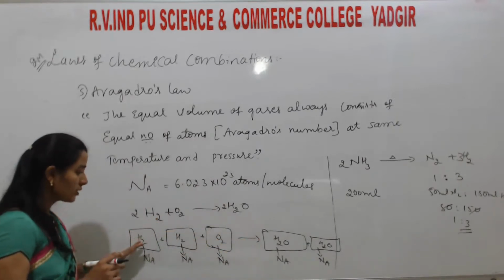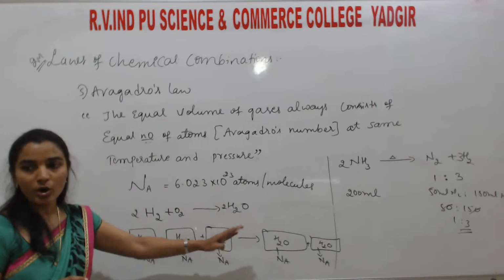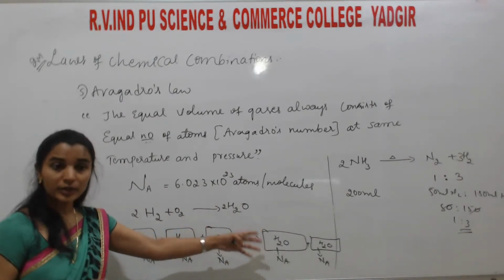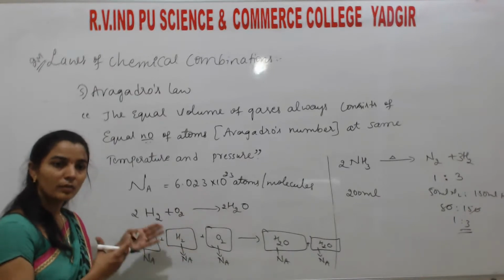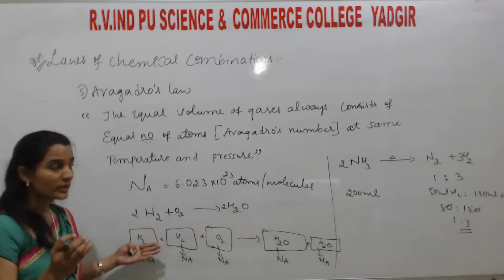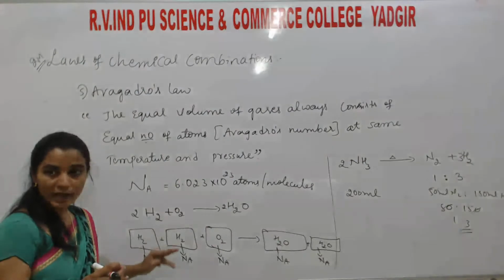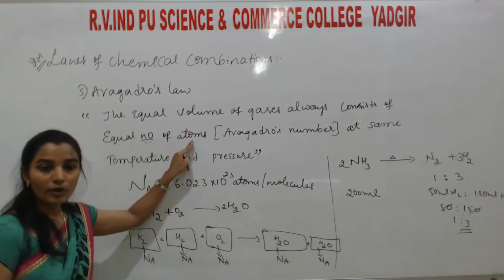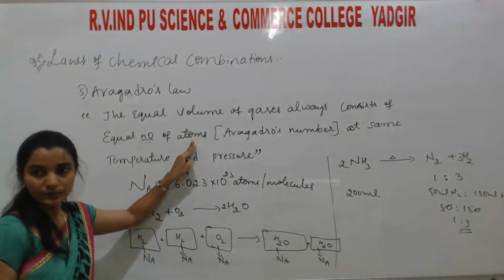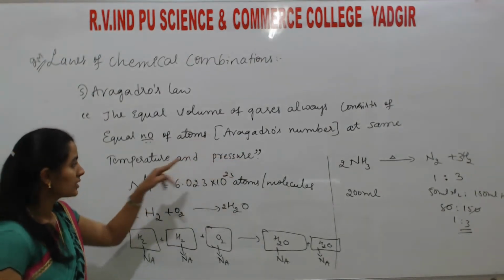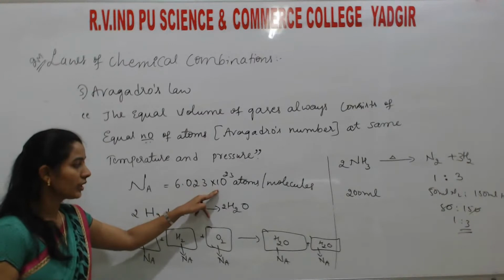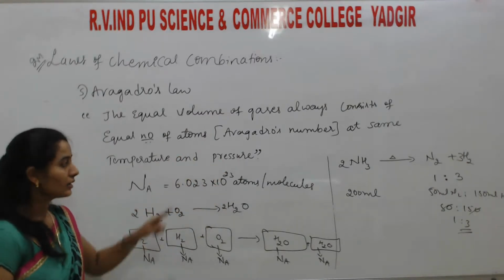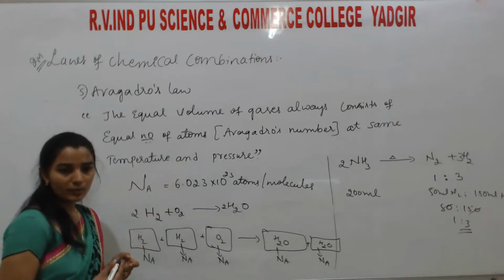So one mole of oxygen, hydrogen, water. We don't bother about whether it is a gas or a liquid, or a compound, an individual atom or a diatomic atom. Always the equal volume of a gas is 1 mole, consisting of an equal number of atoms. Understand? That number is 6.023 into 10 power 23. That is called the Avogadro number. This is the statement. Any one example is enough.